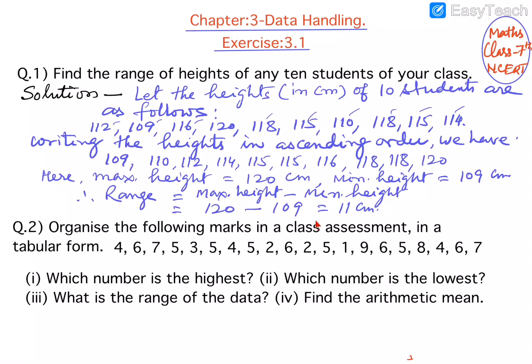Now question number 2, organize the following marks in a class assessment in a tabular form. These are the marks which are to be arranged in a tabular form, and after arranging the marks in tabular form, we have to write the answers of the following: which number is the highest, which number is the lowest, what is the range, and find the arithmetic mean.